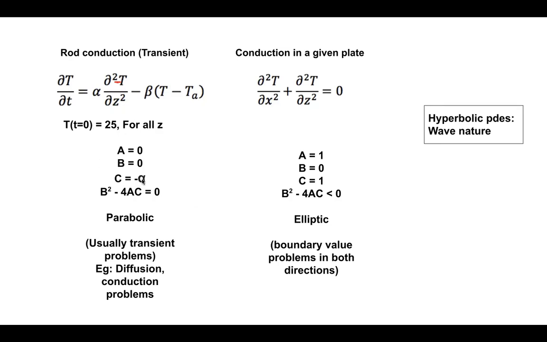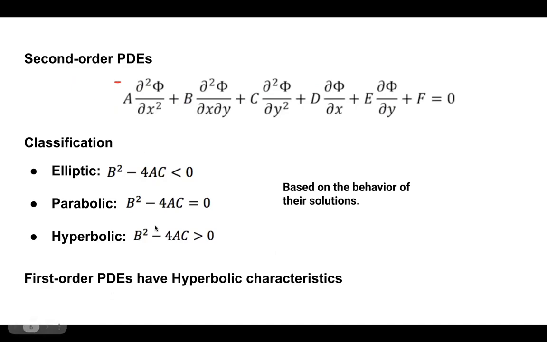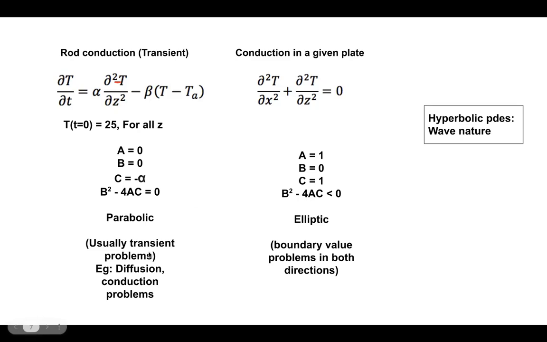Now I've got B, A, and C. Now I calculate this parameter, that is B square minus 4AC. B is equal to 0, A is equal to 0. So naturally B square minus 4AC is equal to 0. What kind of problem do I get? If it is equal to 0, it's a parabolic characteristic. So basically, transient problems in diffusion or conduction usually fall in this parabolic nature.